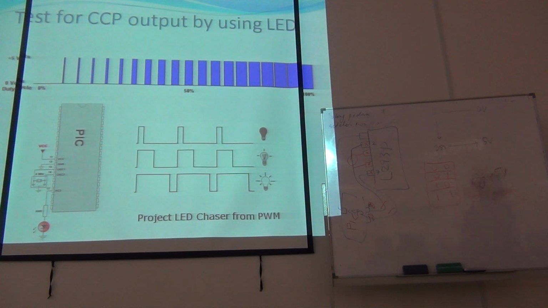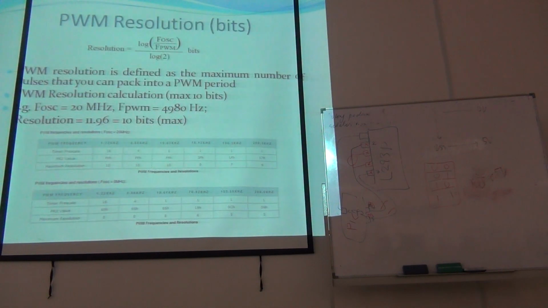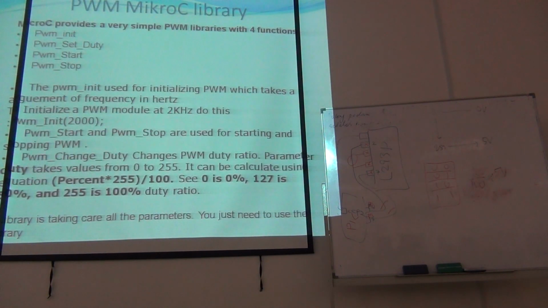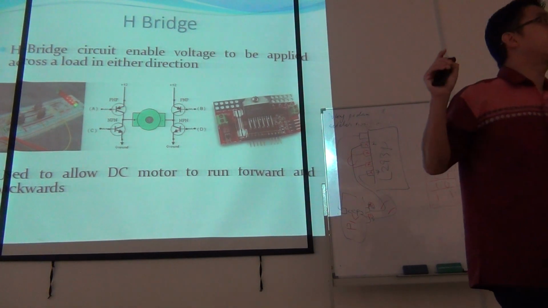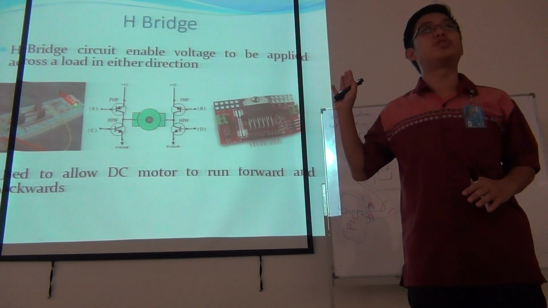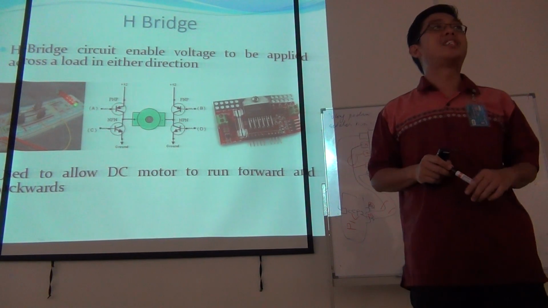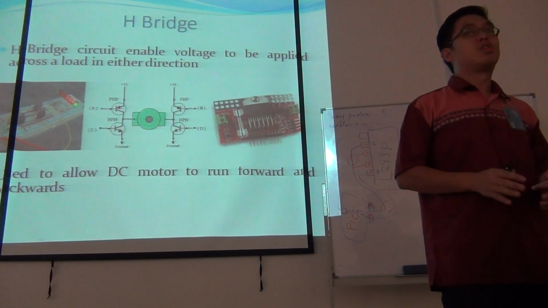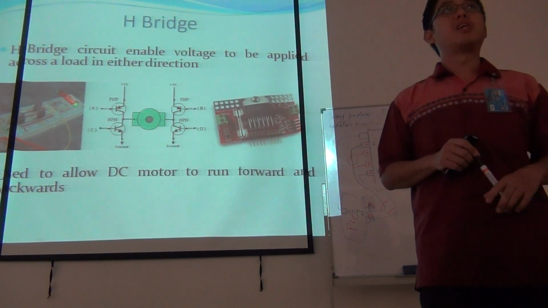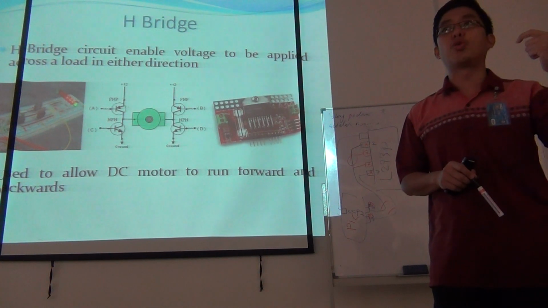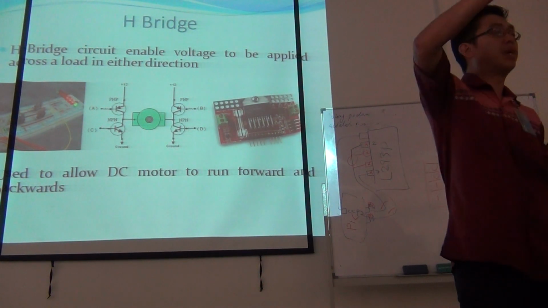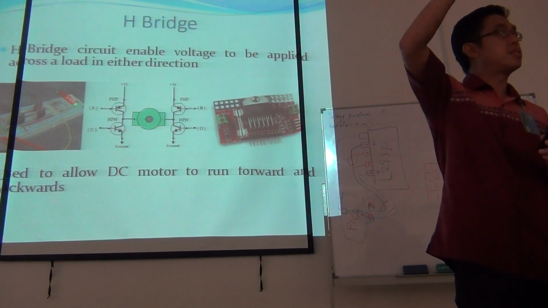Okay? Now, next one. After the speed, what you need to do is you need to know the H-bridge function. The H-bridge function is to control the direction of the motor. No more speed. That's the difference. PWM is to control the speed, and the H-bridge is to control the direction of the motor, whether it's going to be clockwise or counterclockwise.